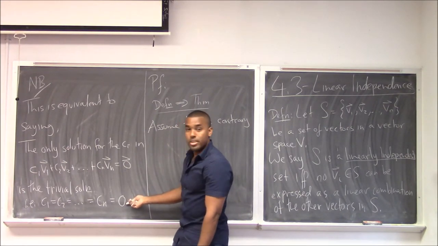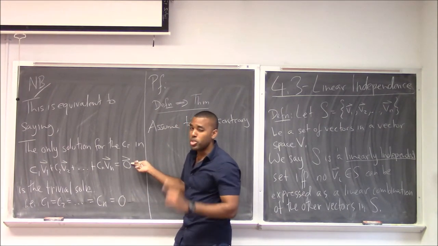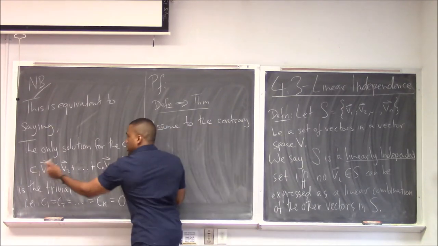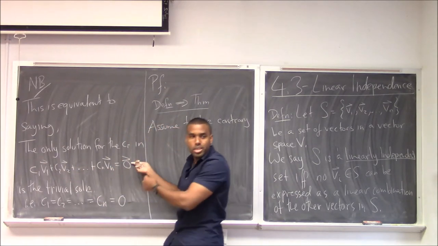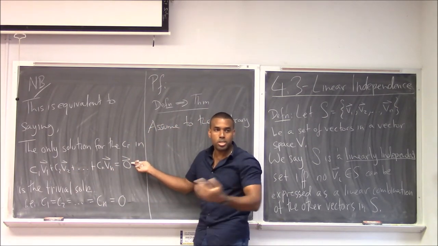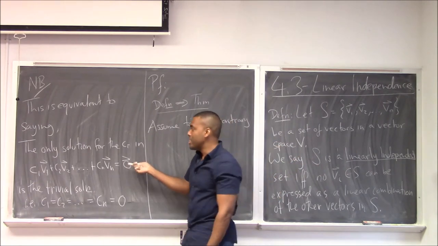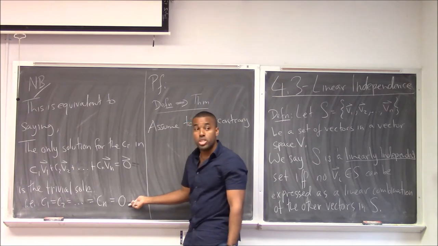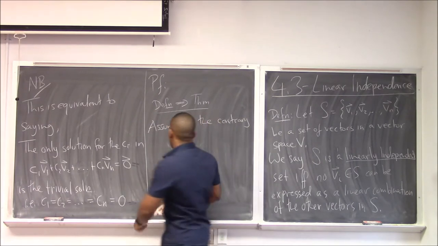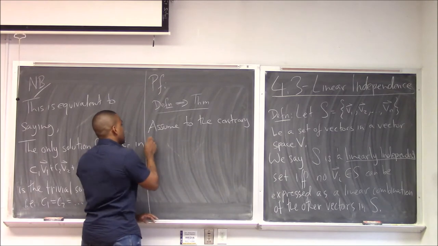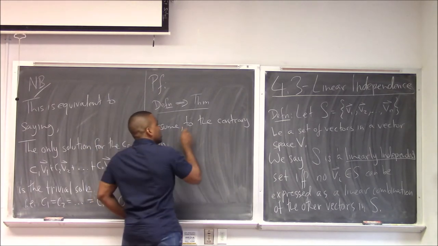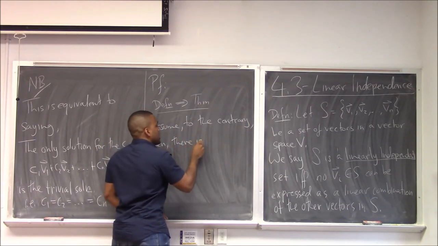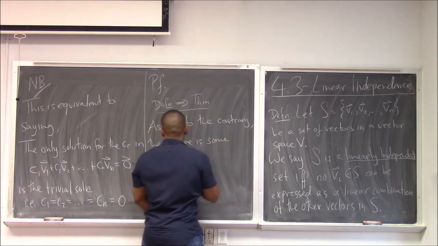Right. It's a homogeneous system, so there's definitely a solution. So I don't have to consider the case that it's inconsistent, right? Because I can simply pick all scalars equal to zero and I'll get the zero vector, because zero times a vector is the zero vector, by another theorem that tells us that. So it definitely has a solution. So for this to be false, it means it has solutions other than the trivial solution. So assume to the contrary, then what that means is there is some non-trivial solution.